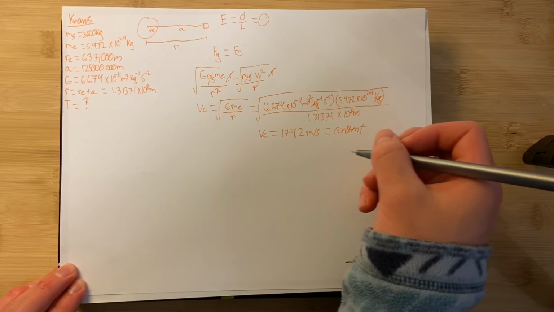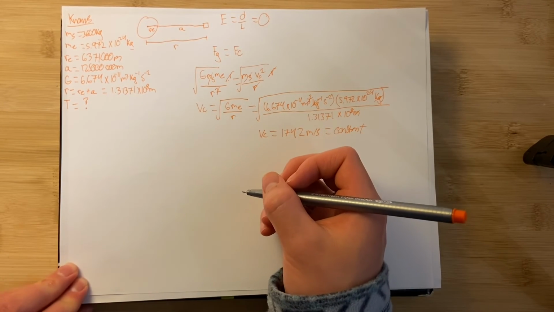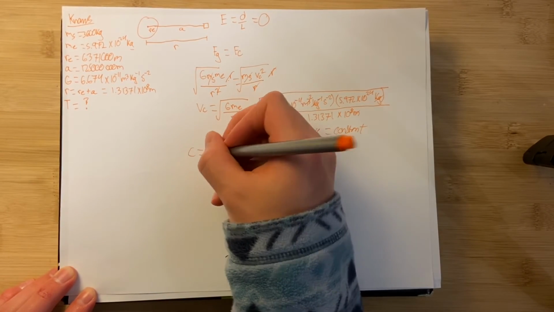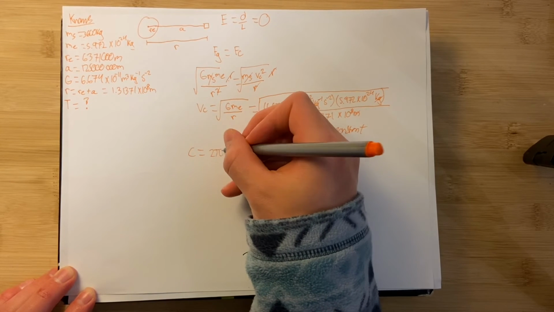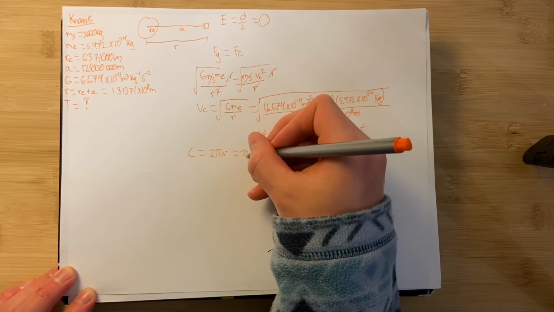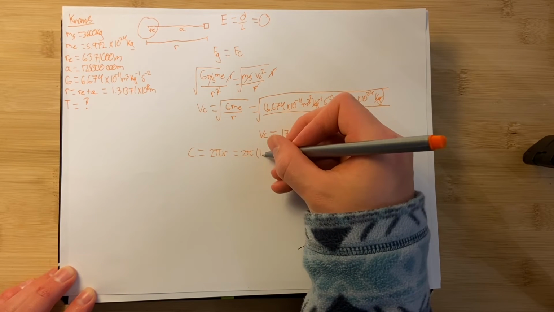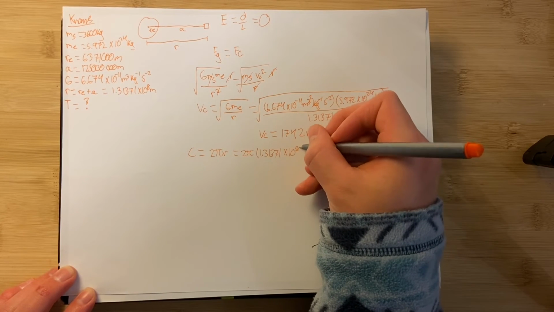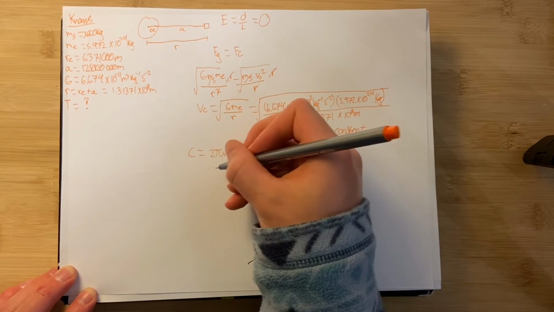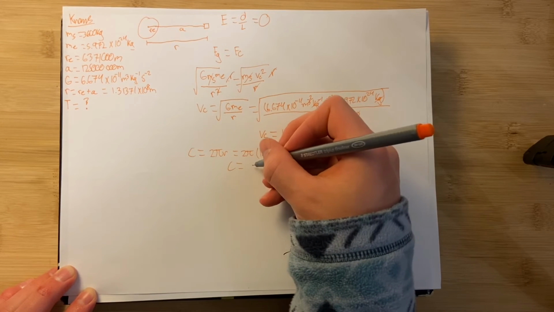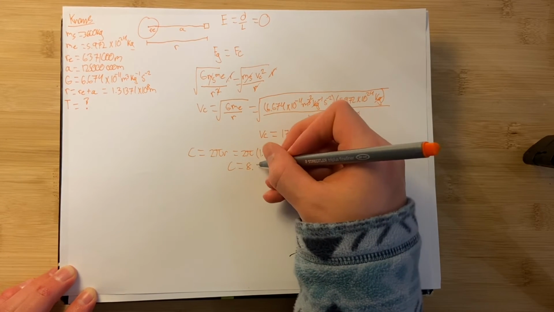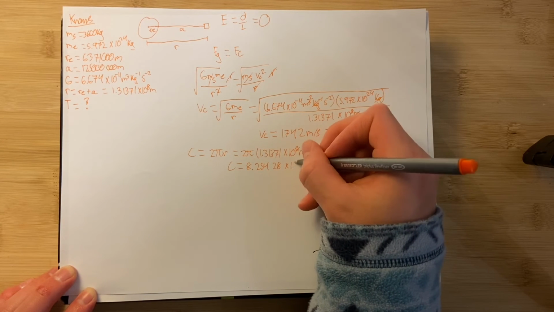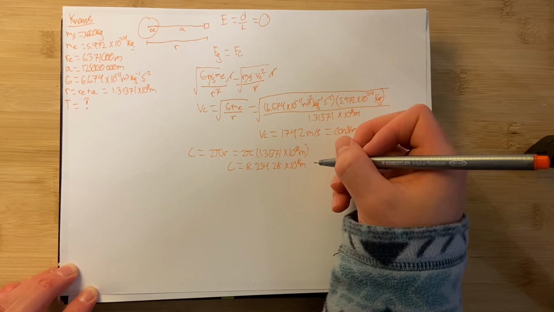So now we have our velocity. Let's solve for the circumference of this circular orbit. So we have circumference is going to be equal to 2 pi r, which is equal to 2 pi multiplied by 1.31371 times 10 to the 8 meters. And this is going to give us a circumference of 8.25428 times 10 to the 8 meters.